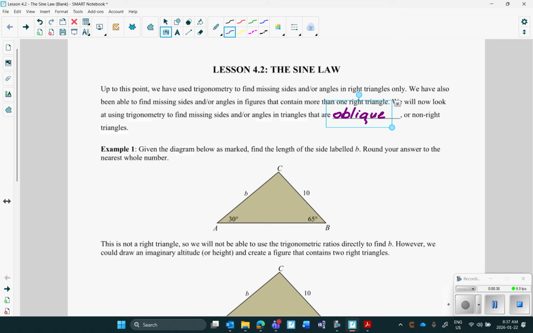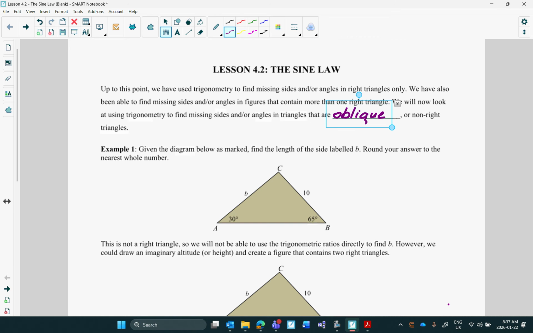Oblique. So here's an example. You're given two angles in a non-right triangle, one of the sides, and you're asked to find one of the other sides. So how can we do this?